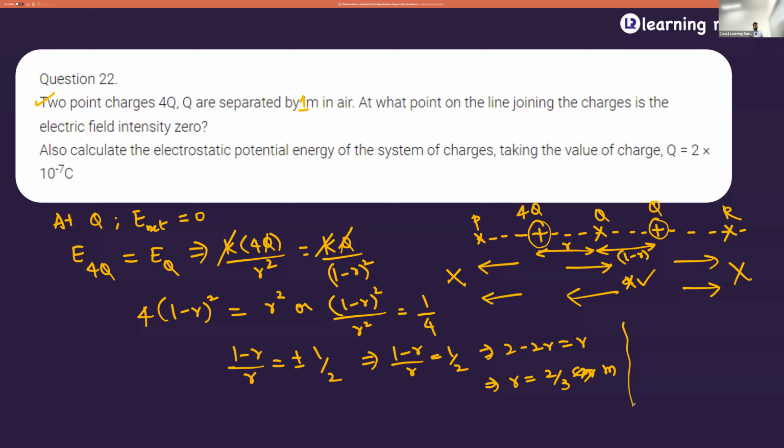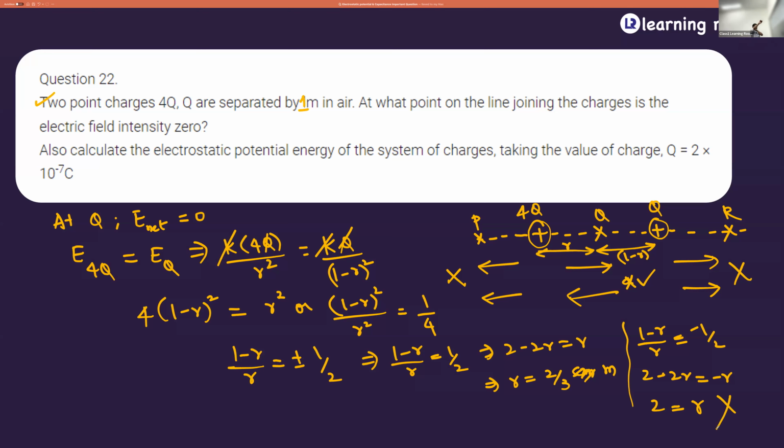So when I take minus sign, what am I going to get? When I take minus sign, I'll get 1 minus r divided by r as minus half. So cross multiply, 2 minus 2r is equal to minus r. So 2 will be equal to 2r minus r, r will be equal to 2. 2 is not possible. What is the meaning of r is equal to 2? It is at a distance of 2 meters from 4q. It is crossing that 1 meter, obviously not possible. So this is rejected. So answer is 2 by 3 meter from 4q or 1 by 3 meter from plus q.